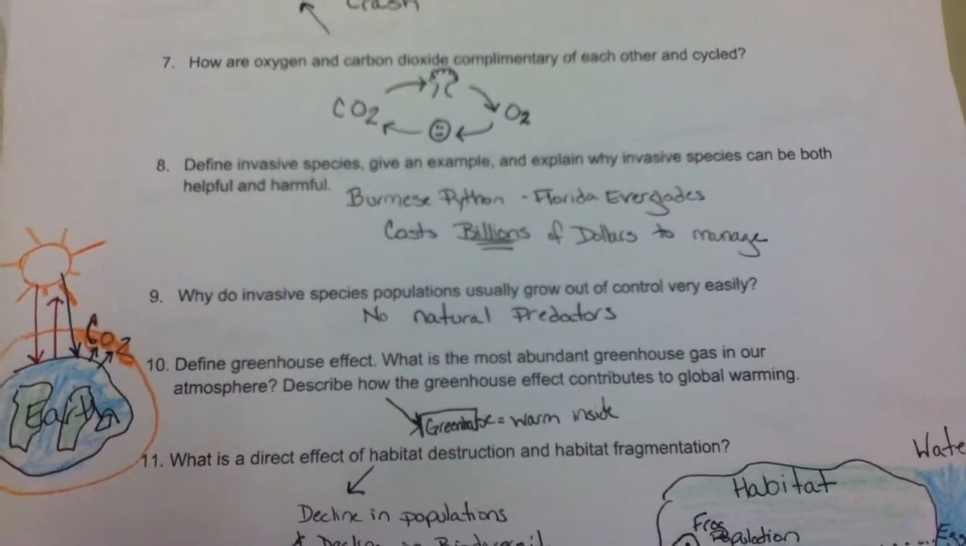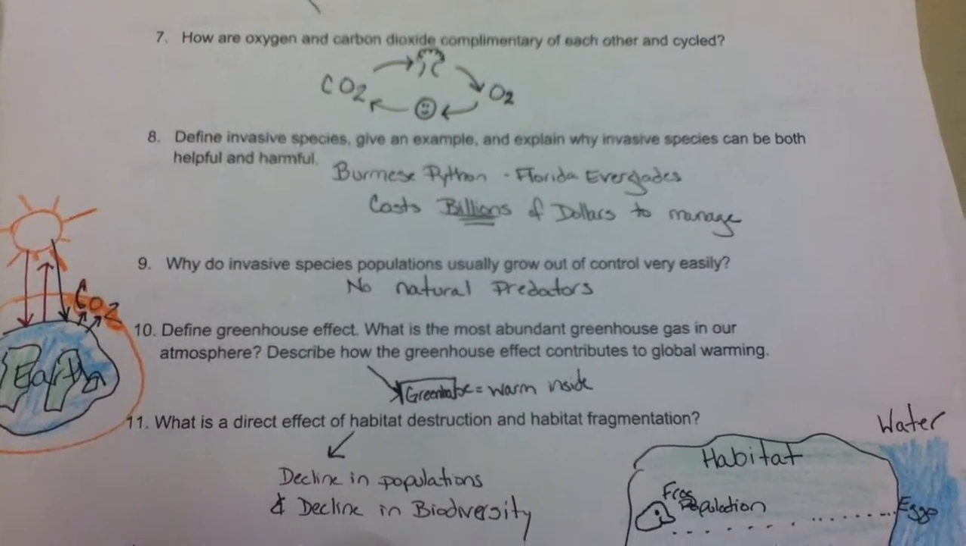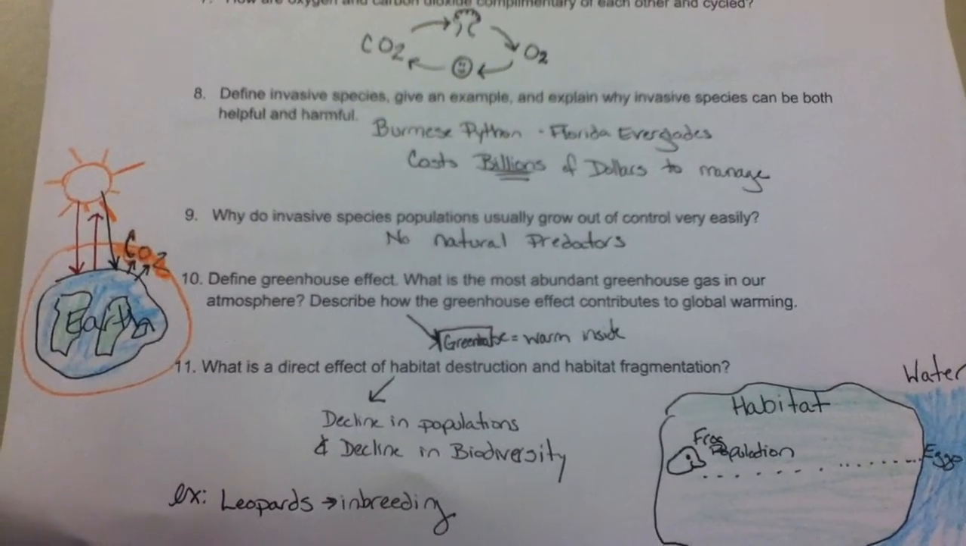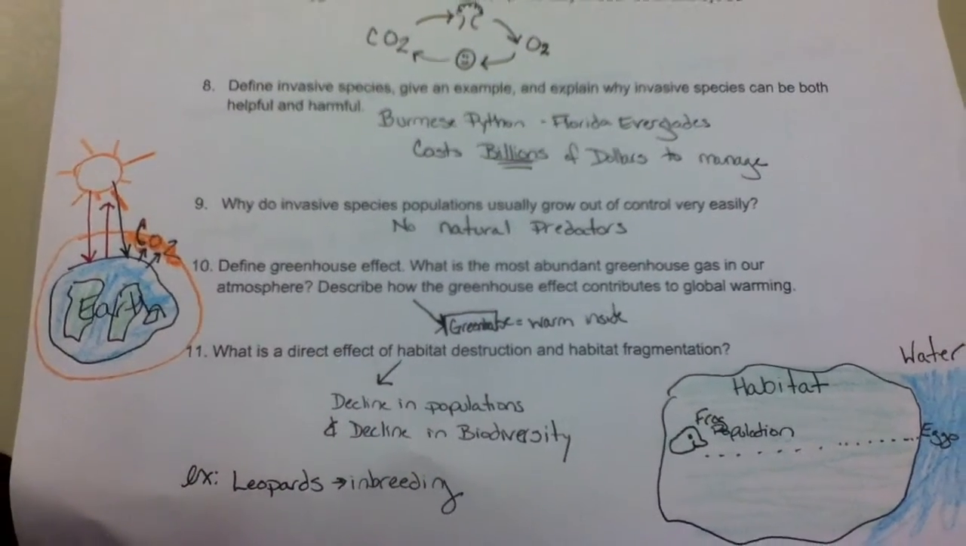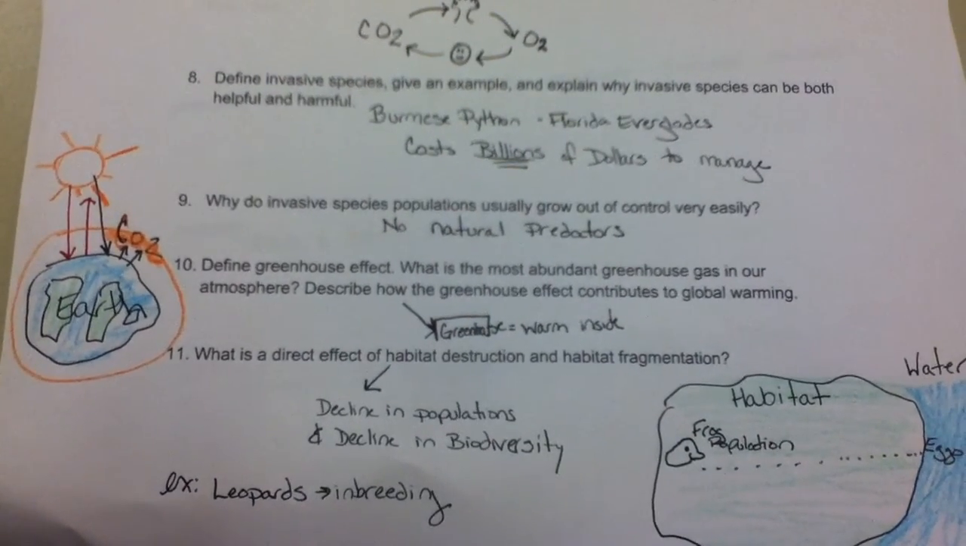And these invasive species do cost billions of dollars to try to manage. The invasive species populations grow out of control because they typically don't have any natural predators where they're placed. So there's nothing to balance the growth of their population.